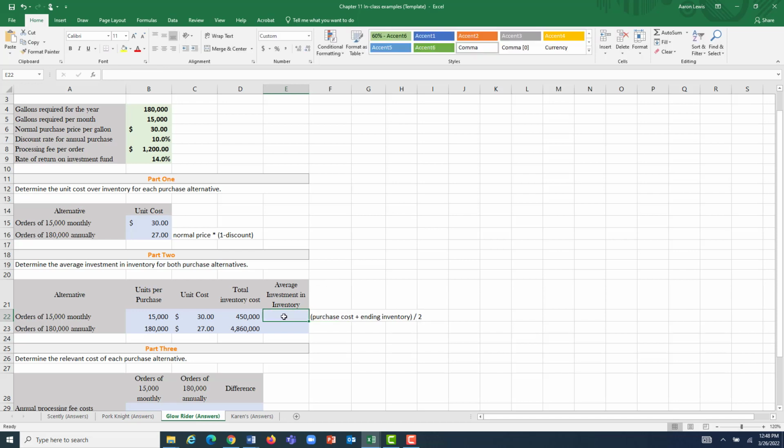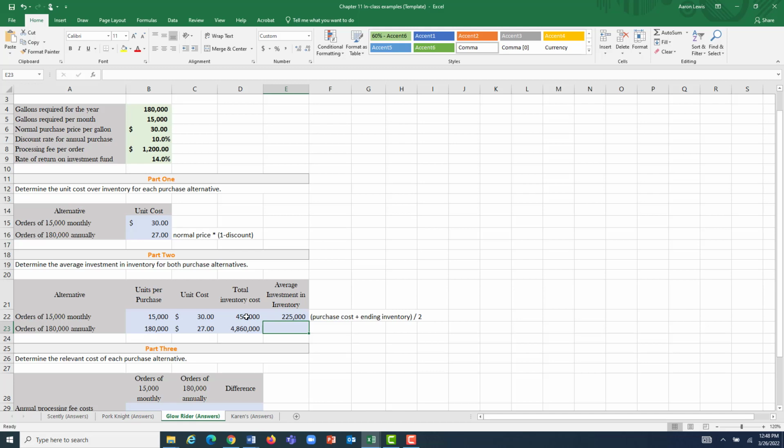So here we've got the 450,000 plus a big fat 0 for our ending inventory divided by 2. Means we're going to have $225,000 tied up at a given time on average. We'll have $450,000 tied up on day one. We'll hopefully use some of that paint, charge people for those services, convert that asset into cash, and we'll continue to do so each and every day. And by the end of the month, we should have used all of the paint.